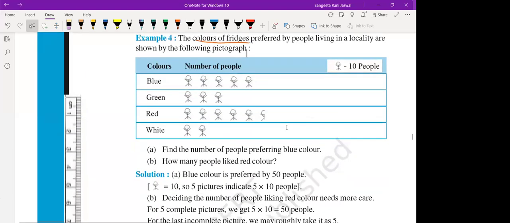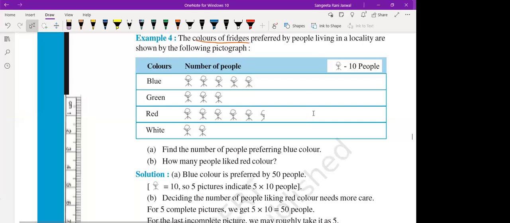Yes, ma'am, I have a doubt. Ask. Ma'am, one person is equal to 10 people, but what is half person? I'm coming to that. Class time is over, but I'll explain you this question.